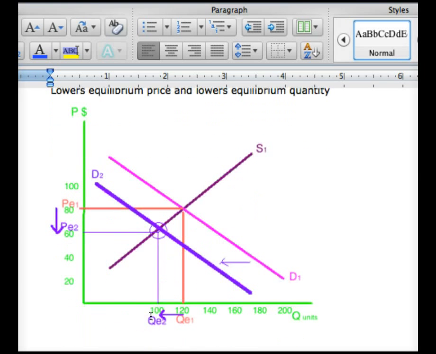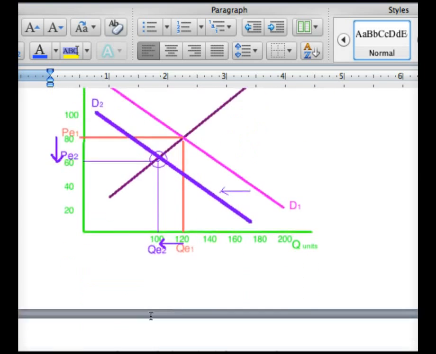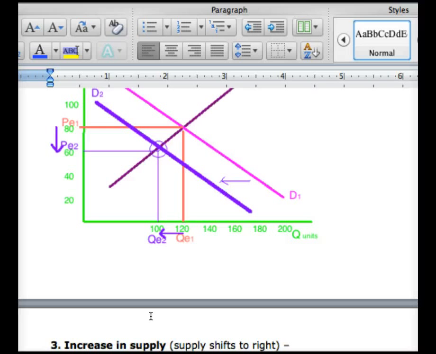Fairly easy to remember. But the thing is, when we start to think about increases in supply, it changes a little. Things don't move in the same direction then. And we're going to have a look at that now.